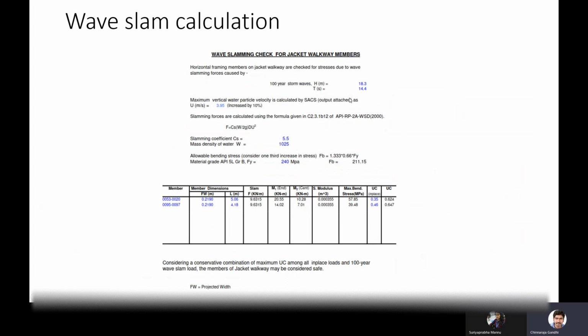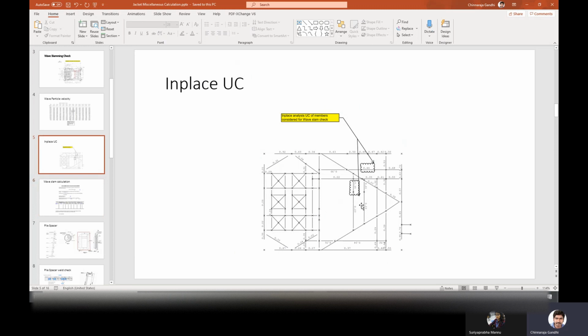In this calculation, if it is failing, what we have to do is break the span over here, so that we minimize the effective length L, or we increase the section property so that the bending section property gets increased. In the same way, you are increasing the load also, as the projected area will be increasing. So you have to go for trial and error, to find which member will suit your walkway in order to pass the in place analysis combined with the wave slamming. Okay, this is the wave slam check.